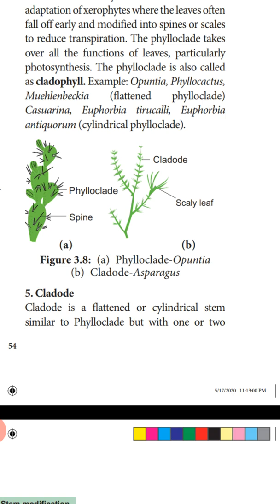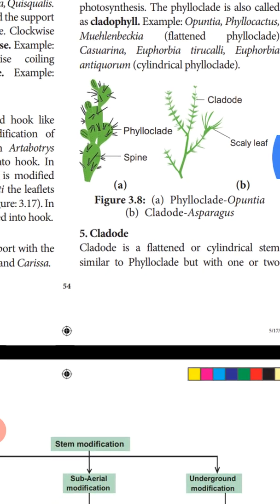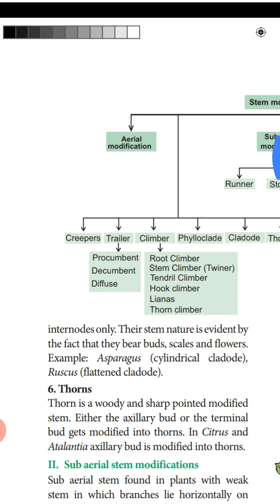Next is the cladode. Cladode is also similar to the phylloclade. Here the stem is again modified in the form of a green structure. It may be flattened or cylindrical, but only one or two internodes are present. Its stem nature is evident from the presence of buds, scales and flowers over it. An example of cladode is asparagus.